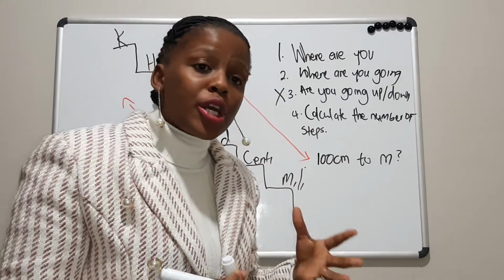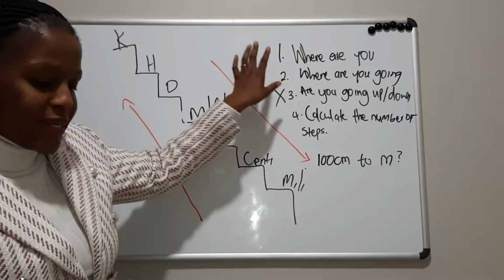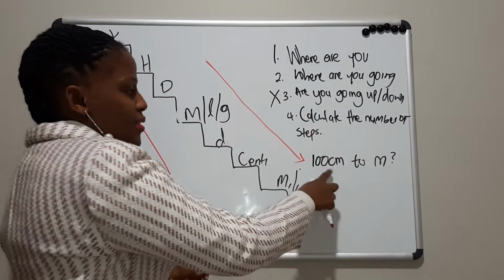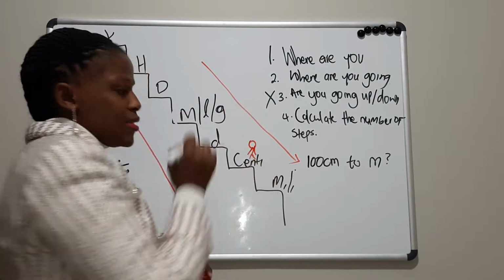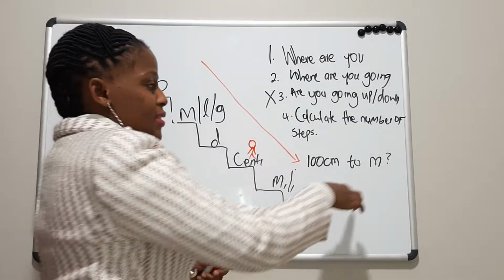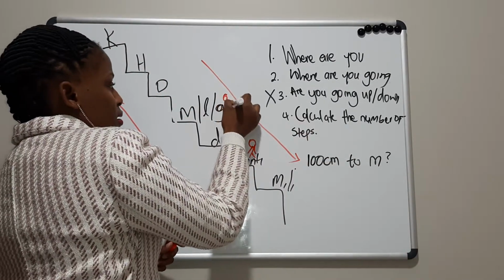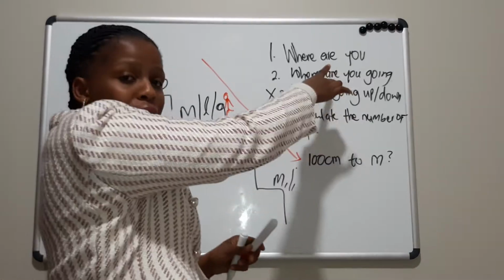So what we're gonna do, we're gonna follow our steps. So step number 1, it says you need to determine where are you. So from the question, it says I'm here on centi. This is where I am standing, and it says I must go to meter, which is here is the meter. So already I have determined where I am.